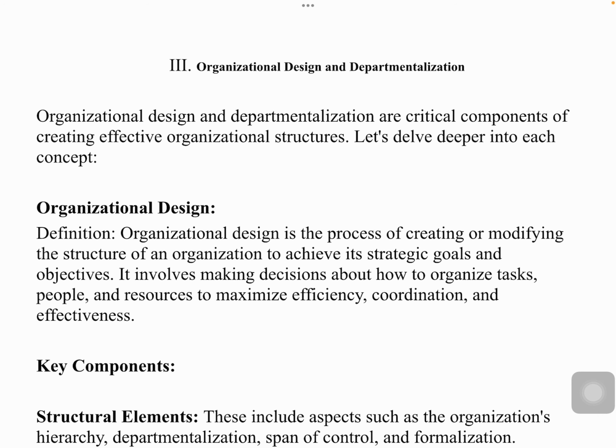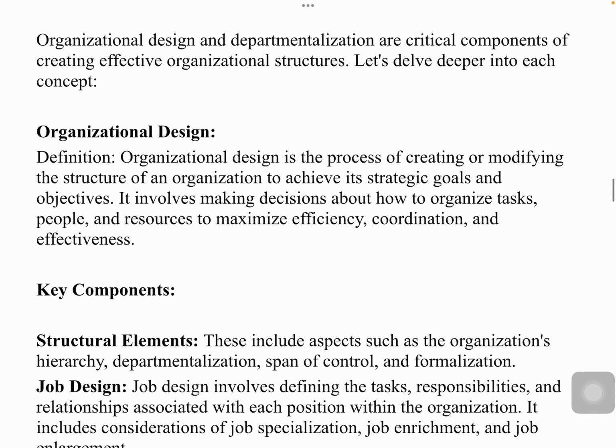So, let's delve deeper into each concept. First concept is the organizational design. Organizational design is creating or modifying organizational structures to achieve your strategic goals. So you create and modify your organizational structures. Key components are structural elements, job designs, decision-making process, and culture.